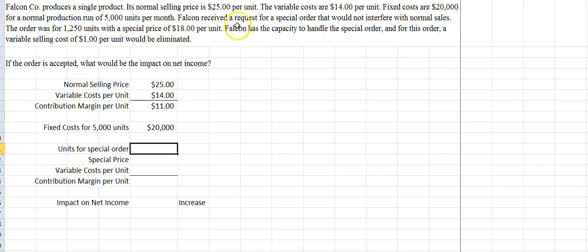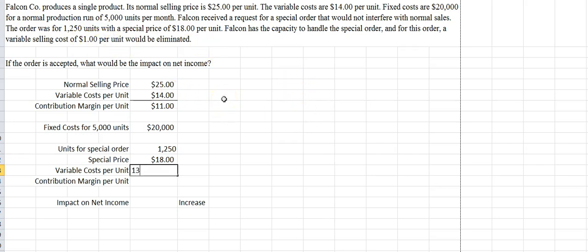This says Falcon received a request for a special order that would not interfere with its normal sales, okay? With these sales up here, it's not going to interfere. The order was for 1,250 units, and its special price is going to be $18. Falcon has the capacity to handle the special order, and for this order, a variable selling cost of $1 per unit will be eliminated. Good.